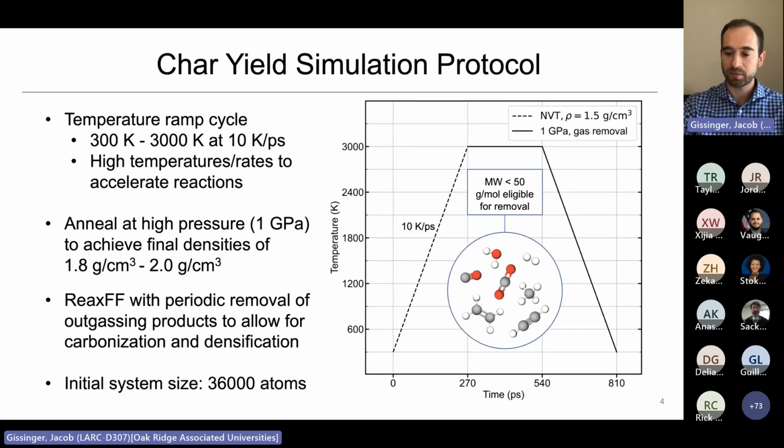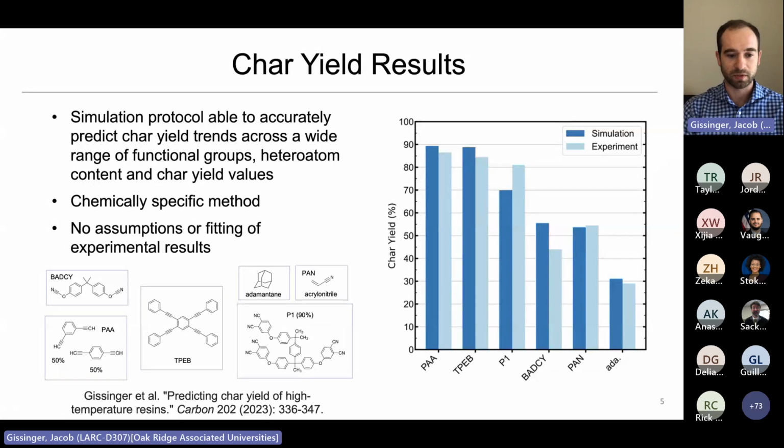Typically in experiment, of course, these would be able to diffuse out during the length scales accessible by atomistic simulations. We simply remove these after a certain amount of time. And this again allows for the chemical rearrangement and densification of the material that we would expect at these high temperatures. Then we bring the material back down to room temperature and can do some further analysis on it from there. So let's jump into some results.